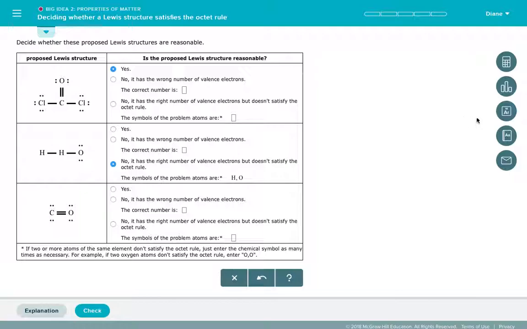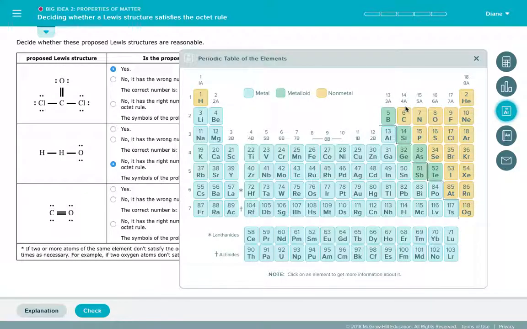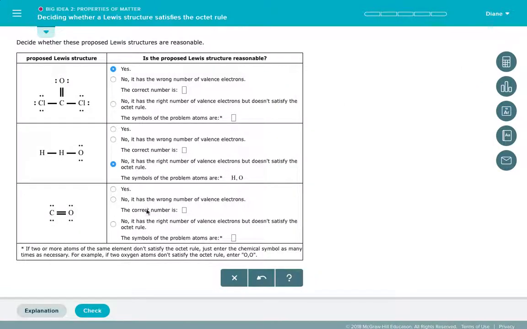Finally, carbon monoxide. Carbon has 4, oxygen has 6. We should have 10 electrons. 2, 4, 6, 8, 10, 12. It has the wrong number of valence electrons. It should only have 10.